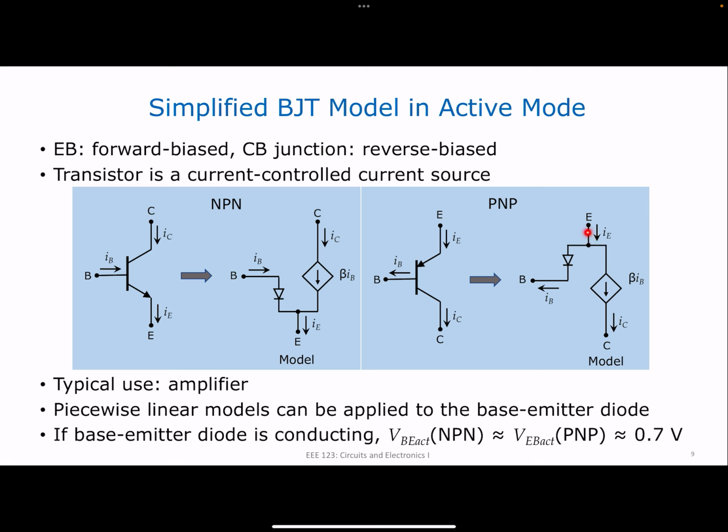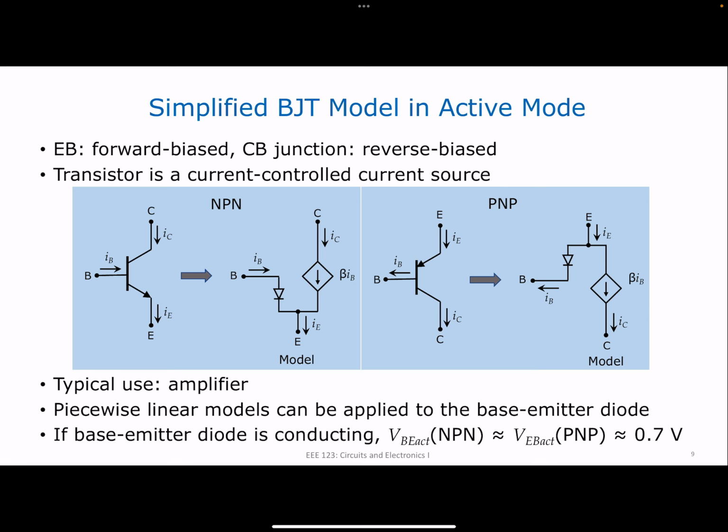Okay, so your diode is from emitter to base, and your current here is from emitter to collector. So this is equal to beta times IB, where this is the value of IB. Again, you can use your piecewise linear models to compute for IB. If your base emitter is conducting, remember we said that a forward bias does not necessarily mean conducting, because it can be forward biased, but if the voltage does not exceed the threshold voltage of the diode, you will have practically no current.